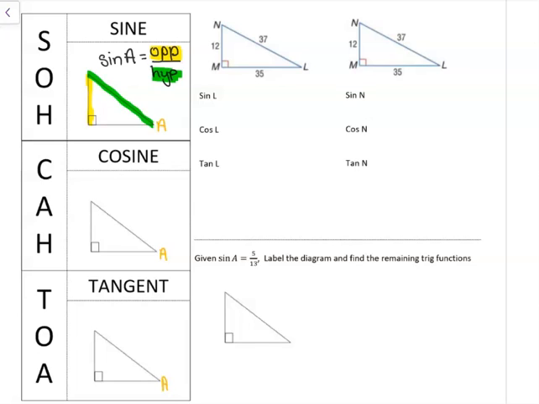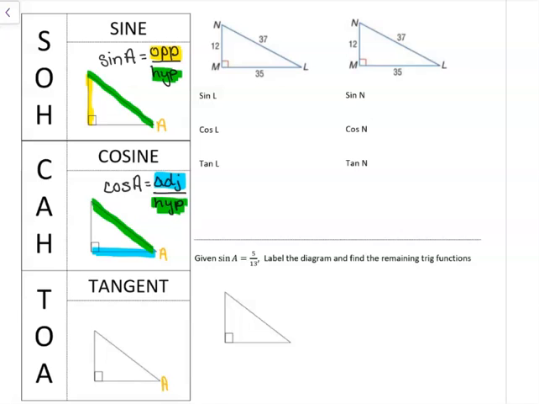Now the cosine, we'll use COS for short, and then we're going to have our angle, and this is going to be the adjacent side divided by the hypotenuse again. So our adjacent side would be this side right here, and our hypotenuse, which was our longest side. So those are the 2 sides that we're going to use.